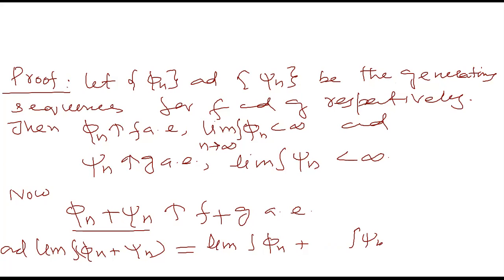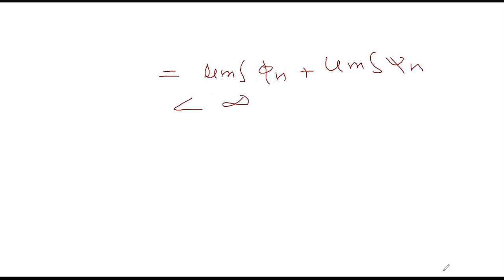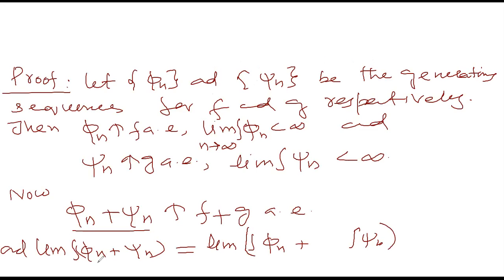So it's the limit of this. Now we can separate the limits because both the limits exist. It is equal to the limit of the integral of phi n plus the limit of the integral of psi n, and both are finite. So first we have applied the property of the integral of step functions: the integral of phi plus psi is equal to the integral of phi plus the integral of psi. Then we have applied the property of the limits because both the limits are finite, so we can separate these two limits. So that means the limit of the integral of phi plus psi is finite.